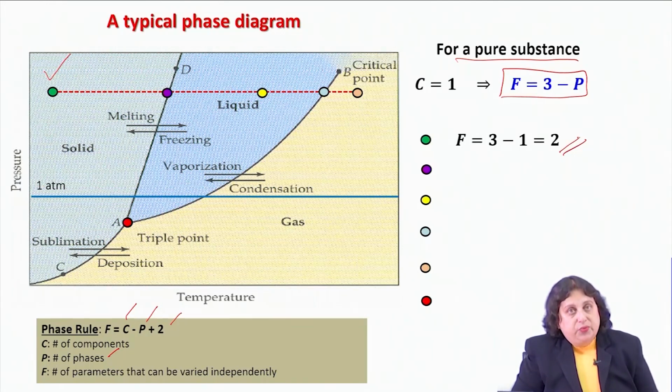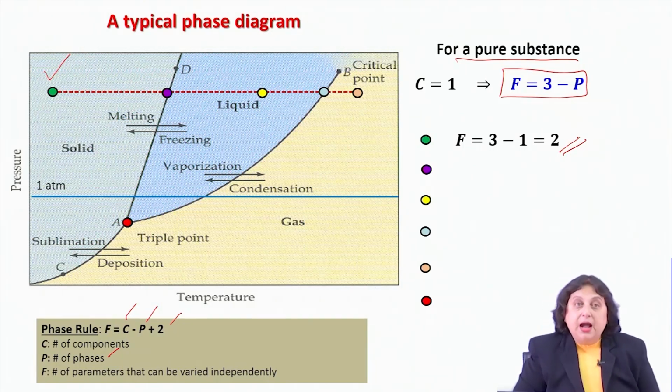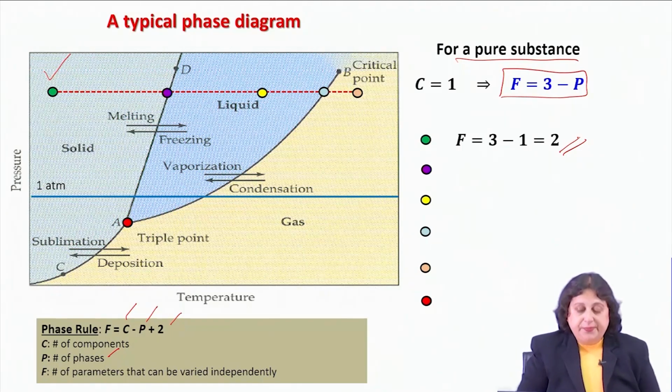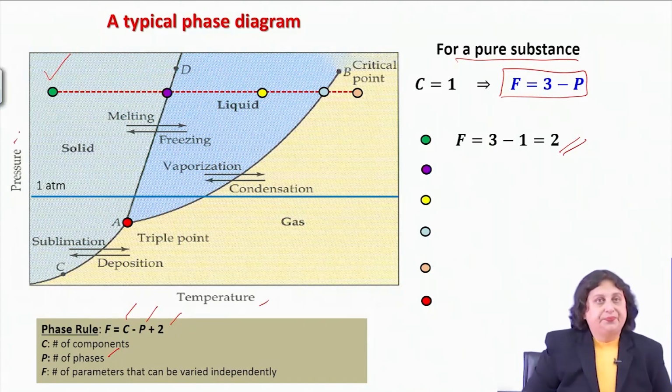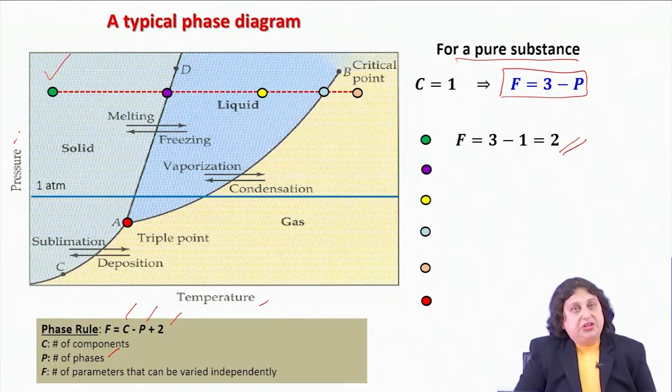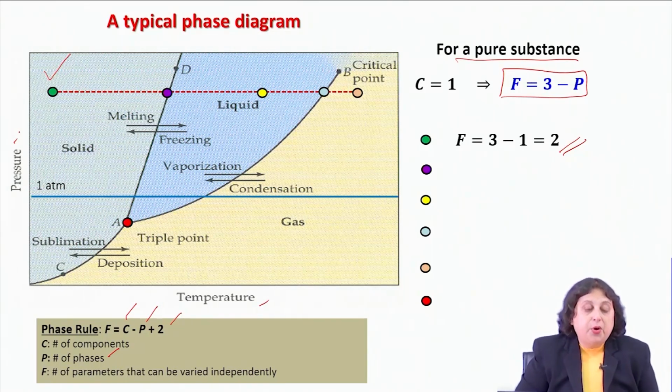Here I would say that as long as I have P equal to 1, I have 2 degrees of freedom to describe this single phase of the substance. So in this case, what are the 2 degrees of freedom? Temperature and pressure. Irrespective of the values, I can just give the values of temperature and pressure. The corresponding point on the pressure-temperature phase diagram is going to represent a single phase. In this case, it is a solid phase.